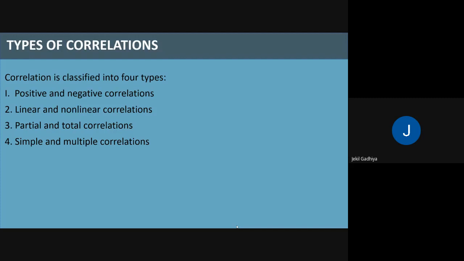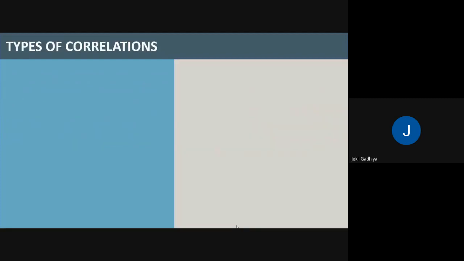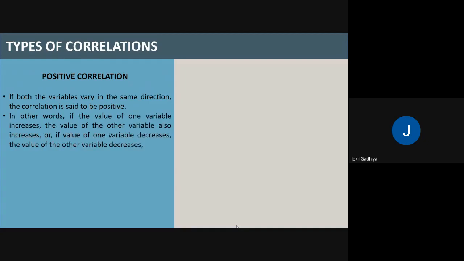So let's see what positive and negative correlation are. Positive correlation means if both variables vary in the same direction, then the correlation is said to be positive. In other words, if the value of one variable increases, the value of the other variable will also increase, or if the value of one variable decreases, then the value of the other variable will also decrease. Then it is known as a positive correlation.